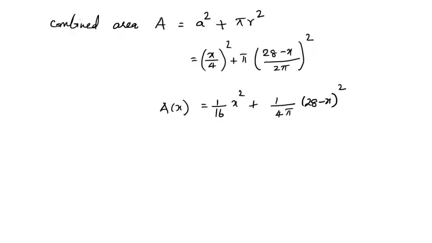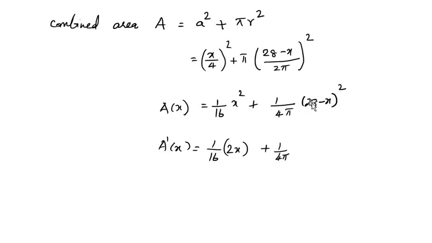What is the next step? We have to solve the equation A dash of x is equal to 0. Shall we find A dash of x first? What is A dash of x? That is 1 by 16 differentiation of x square, 2x, plus here 1 by 4 pi, 28 minus x whole square. This is the function rule. 28 minus x whole square.